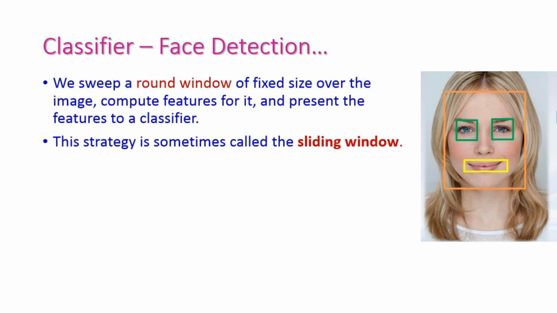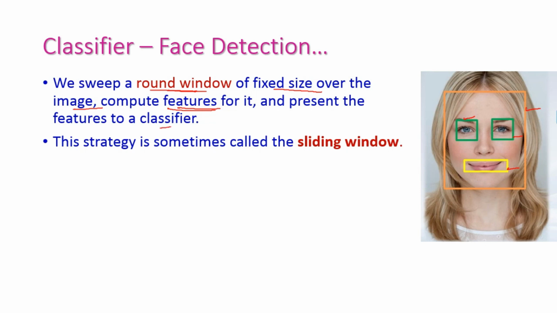Here we sweep a round window of fixed size over the images. For example, the orange square is the size of the face, the green square is the size of the eyes, and this yellow square is the maximum size of the mouth. By using those windows we can extract the features of the object, that is, how the object appears in the image.